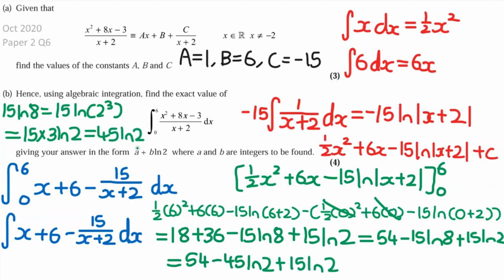So this is 45 natural log of 2, and therefore we can simplify this because we've got minus 45 natural log of 2 plus 15 natural log of 2, which is equal to minus 30 natural log of 2. So this is in this form here, a plus b natural log of 2, where a is equal to 54 and b is equal to minus 30.